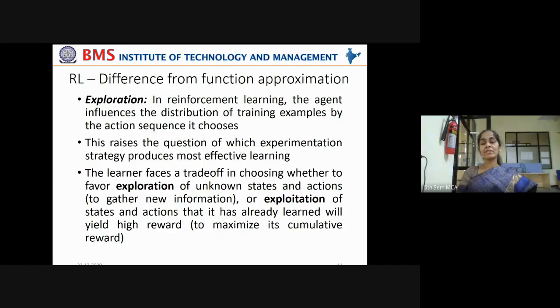Then why stick to the existing steps? Sometimes it will decide, say, if the cost of exploring is much lesser than the cost of exploitation, that is, referring to existing knowledge. In such cases, it can take the risk of exploring unknown states and actions. But that kind of experience is not available in function approximation. It has to stick to a static data set in order to approximate the target function.